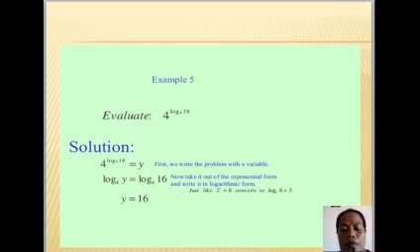So logarithm of y to the base 4 is equal to logarithm of 16 to the base 4. Since the base there is 4 and the exponent is logarithm of 16 to the base 4, that will become the logarithm if we rewrite it in logarithmic form. Therefore, y is equal to 16.